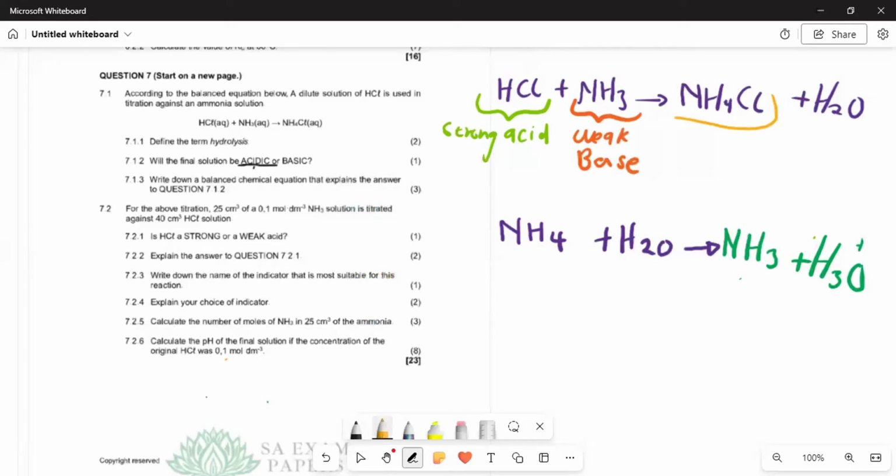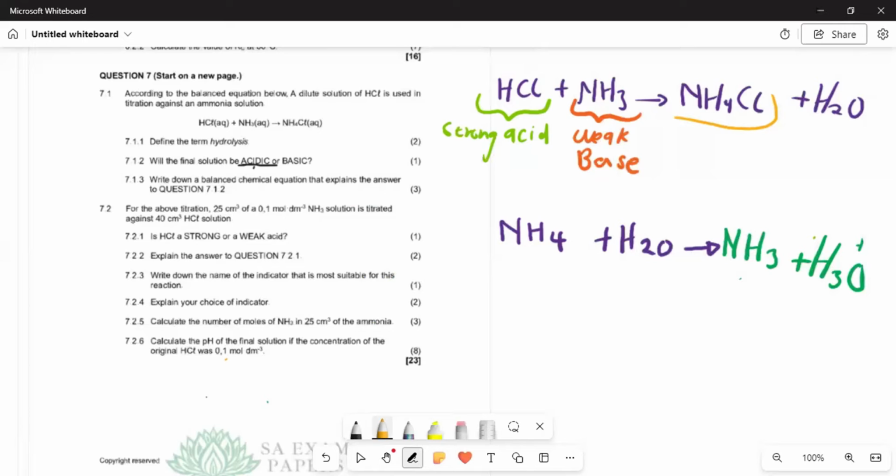Now, this is our balanced chemical equation. And we say, okay, hydrolysis would occur in this NH4 because this is from a weak base, right? And as a result, it would react with water. And this reaction would change the pH of the solution by forming the H3O ions, right? Now, this is our balanced chemical equation.